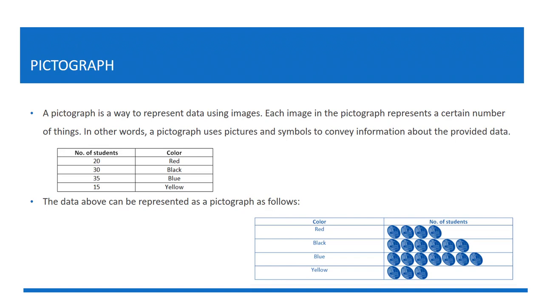Red, this is 1, 2, 3, 4. They are represented as 4 figures. So what do 4 figures mean? Here 20 is there, so each figure represents 5.